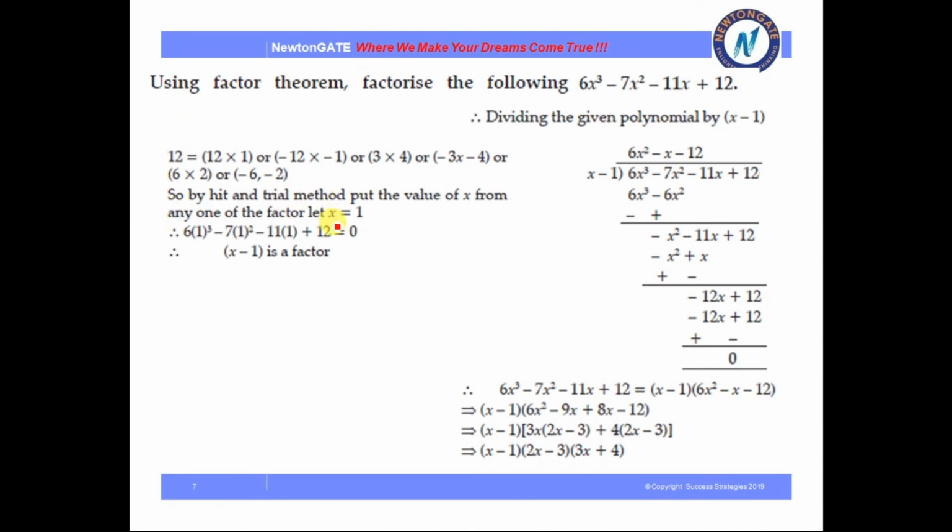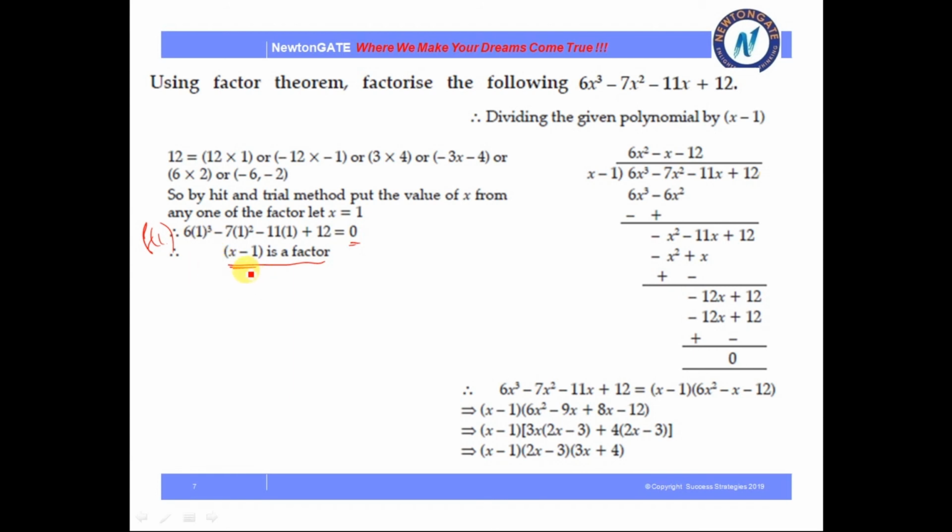So let's take x is equal to 1. So we took x is equal to 1 and we found out that f(a) or f(x), that is f(1), is equal to 0. So this is f(1) and it gives us 0. So we can say that x minus 1 is a factor. This x minus 1 was not given in the question. We found it out by trial and error method.